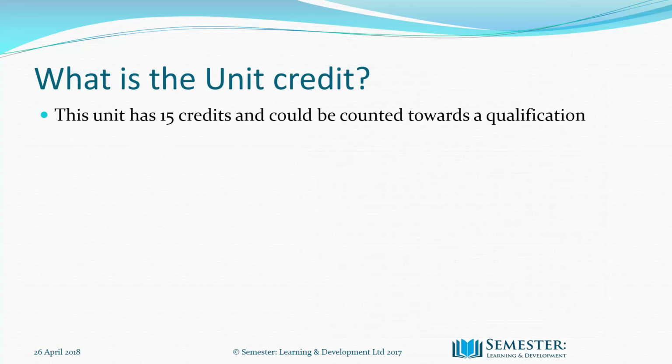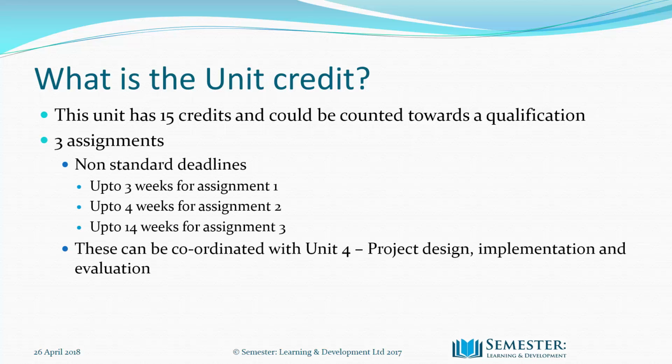This unit carries 15 credits that can count towards a qualification. In this unit there are 3 assignments, but it should be noted that these are not standard deadline assignments. Rather than the normal 2 weeks, you'll find that the assignments throughout this unit have much longer deadlines. The first assignment has up to 3 weeks, the second up to 4, and the third has up to 14 weeks. These are the maximum duration, and you should expect to submit most of the work before the deadline.